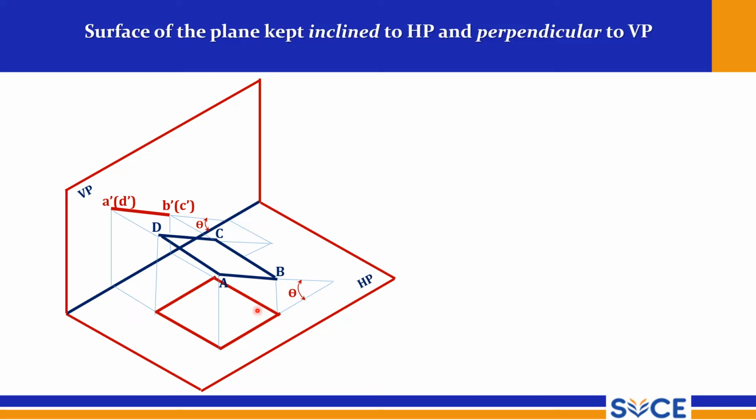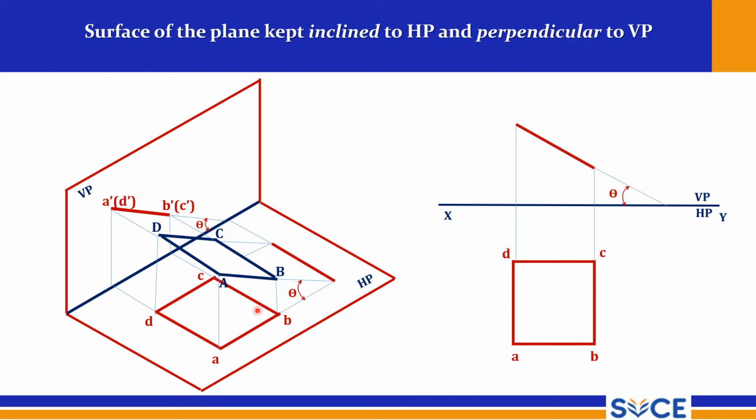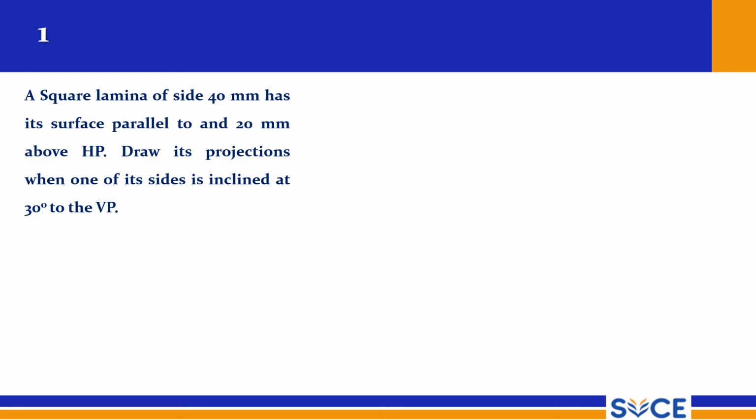So on HP draw the true shape. In the next step you tilt it to theta degrees. So that is how we have to solve this problem. I'll show you that. So this is the front view and top view. The front view is a line and the top view is a rectangle. Sorry, it is an apparent view. So this is the trace, and this is the first problem. We will see how to solve these types of problems.